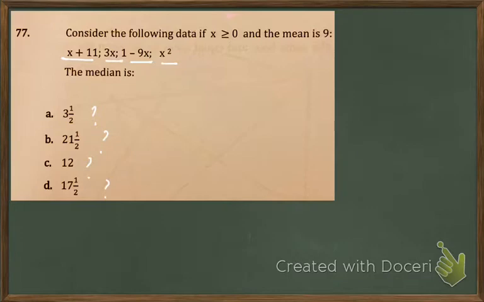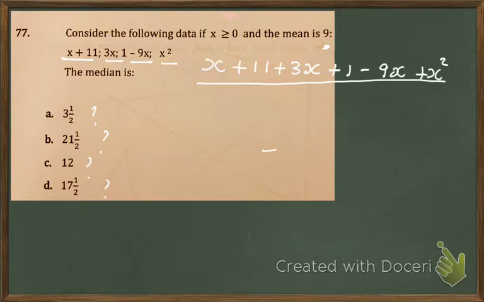The equation is simply the sum of the 4 data elements divided by 4 is equal to the mean, and the mean is given to be 9. So let's set up the equation. As we add these data elements: x plus 11 plus 3x plus 1 minus 9x plus x squared, divided by 4 is equal to 9.